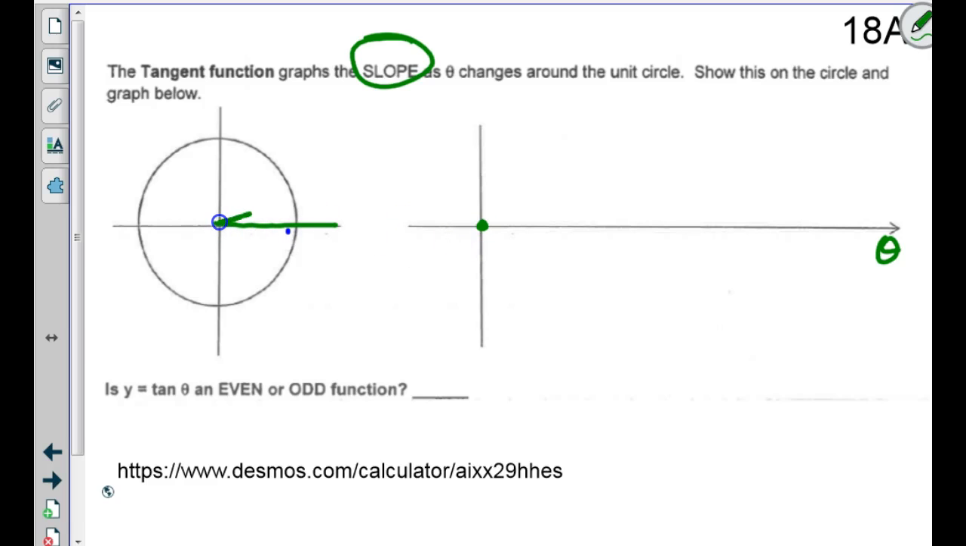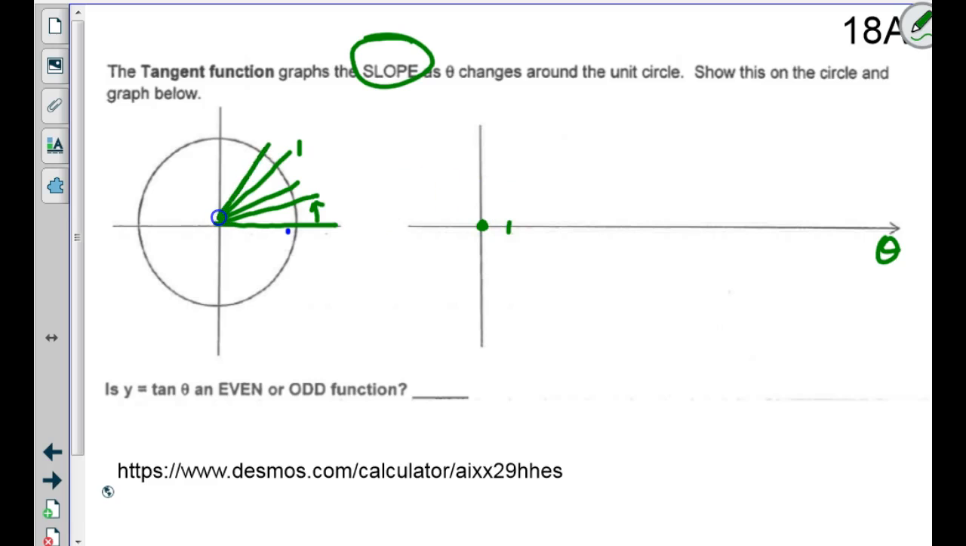Then as you rotate around, so maybe you're at pi over 6 or something here, you start to get a little more slope, but it's still positive this whole time, and it's not greater than 1. Where would you have a slope of 1? Where you go over and up the same amount? What angle would make that the same? 45, yeah. So at 45 degrees or pi over 4, you'd have a slope of 1, okay?